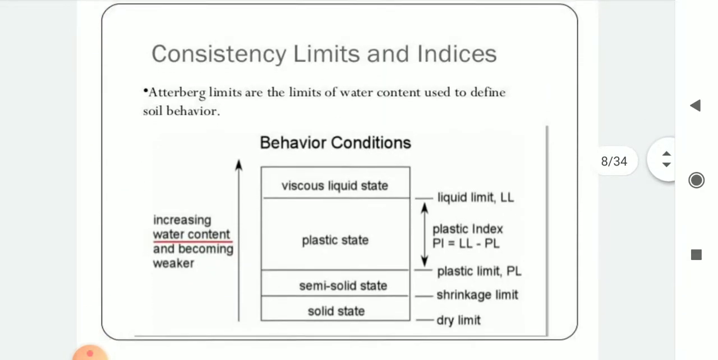Consistency limits and indices. Atterberg limits are the limits of water content used to define soil behavior. The behavioral conditions are viscous liquid state, plastic state, semi-solid state, and solid state. These are the four behavior conditions. On the left side, water content increases and the soil becomes weaker, and on the right side, the liquid limit, plastic limit, shrinkage limit, and dry limit have been shown. Okay, these are the conditions.